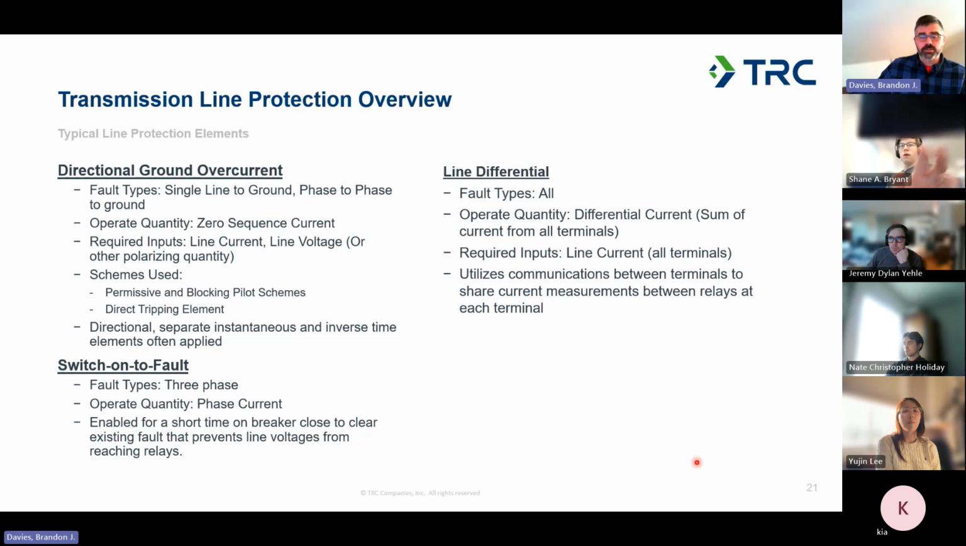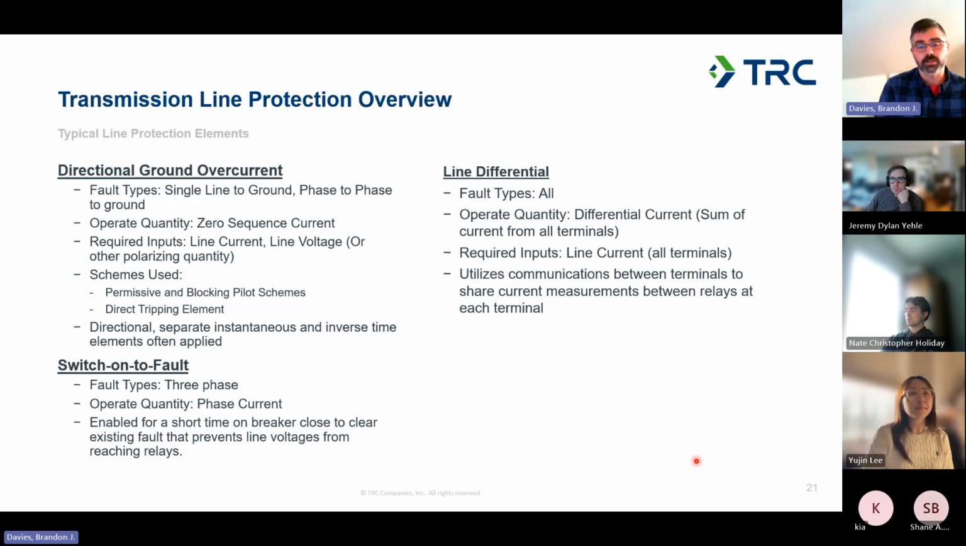Switch on to fault protection is another type of scheme we apply. This is generally designed to protect against a scenario where they've taken a line out of service. When they do that, they ground out the line conductor, so the personnel that are working on the line, the linemen up there doing the maintenance on the transmission structures or whatever needs to happen, can guarantee they're in a de-energized state. This protection covers the very unique case that somebody forgot to take those grounds off before they closed the line in.